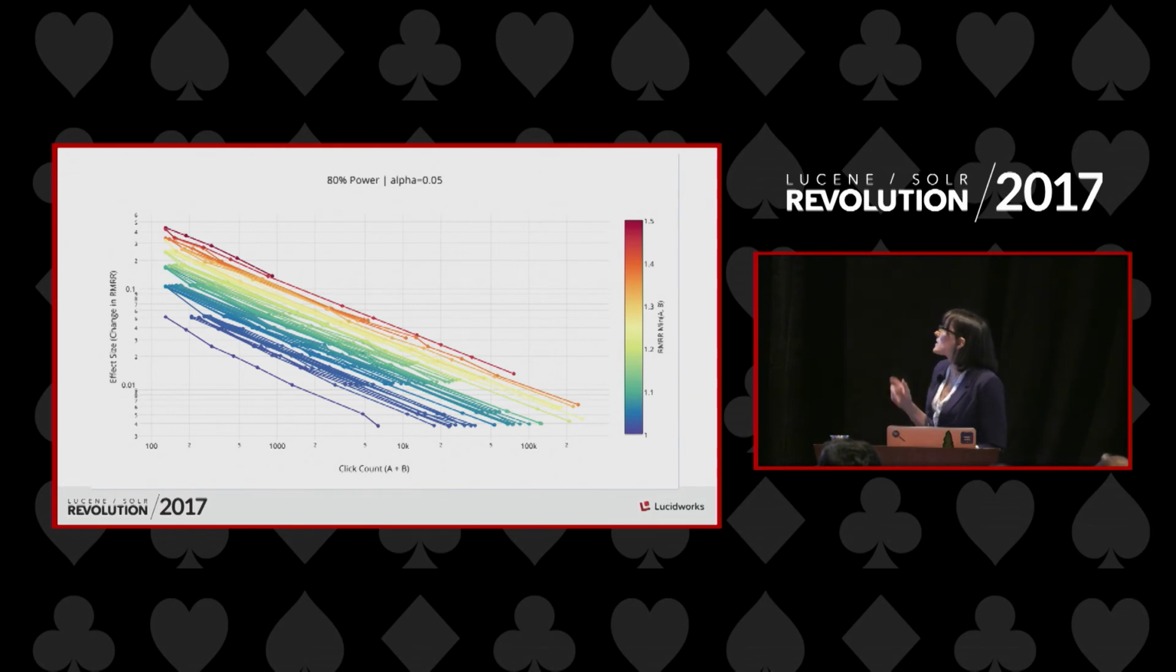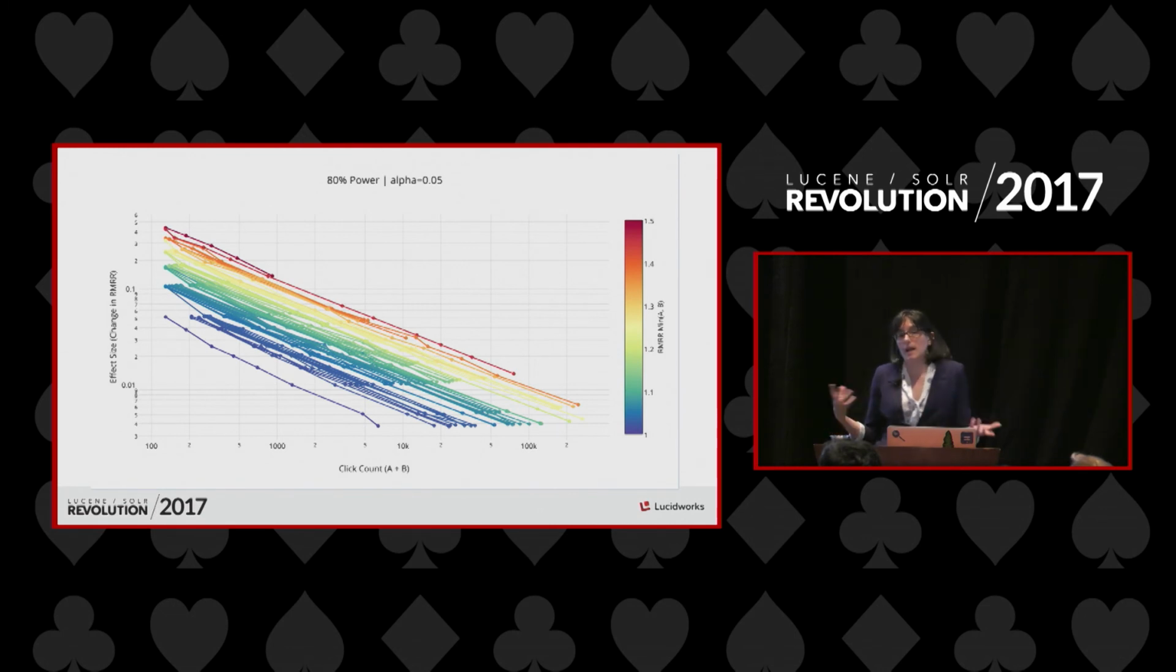This plot is frozen at 80% power and 95% significance level. On the x-axis, I've plotted the click count of the simulation. This is the total count over the A and B sets. The y-axis is the simulated effect size. Each line in this plot represents the simulations from one org entity pair, and the color of the line represents the baseline RMRR for that particular org entity. This is plotted on a log-log scale, and we have a nice relationship here. And this has been really helpful to our engineers to get some kind of idea.